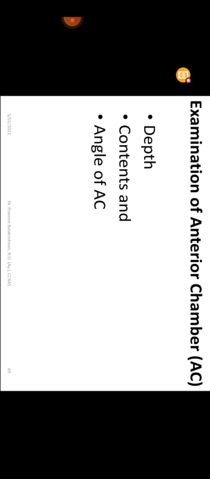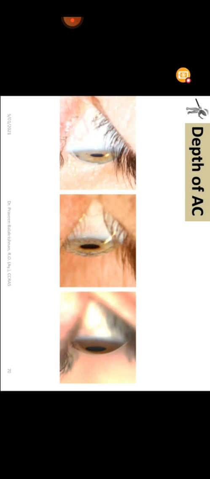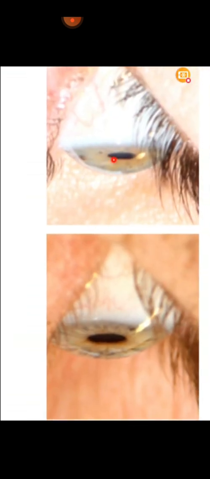You should be able to examine the depth, contents and angle of the anterior chamber. See, these three pictures are self-explanatory. The pictures have been taken from the side of the eye. You can see how the depth of the anterior chamber is. Okay, see in this first picture, what is the depth? In the second picture, the depth is a bit decreased. And in the third picture, the depth is more decreased.